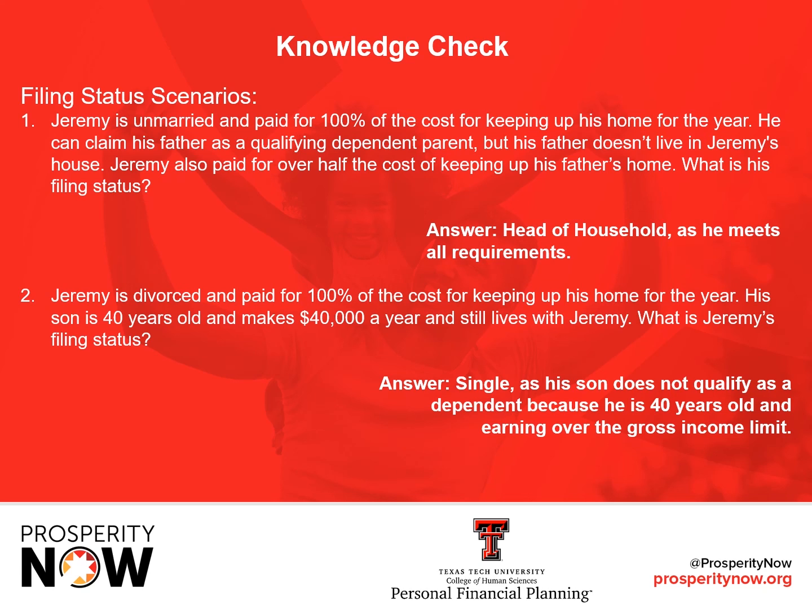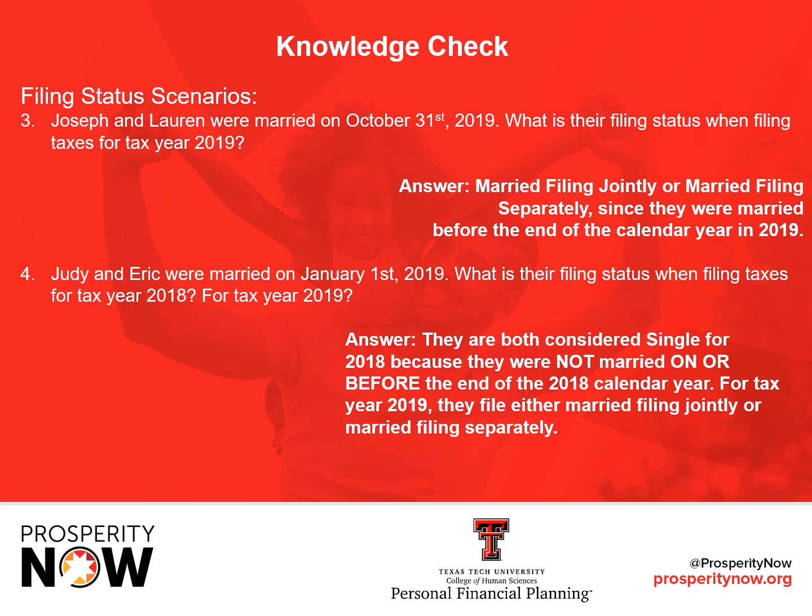Number 2: Jeremy is divorced and paid for 100% of the cost of keeping up his home for the year. His son is 40 years old and makes $40,000 a year and still lives with Jeremy. What is Jeremy's filing status? The answer is single, as his son does not qualify as a dependent because he is 40 years old and earning over the gross income limit.